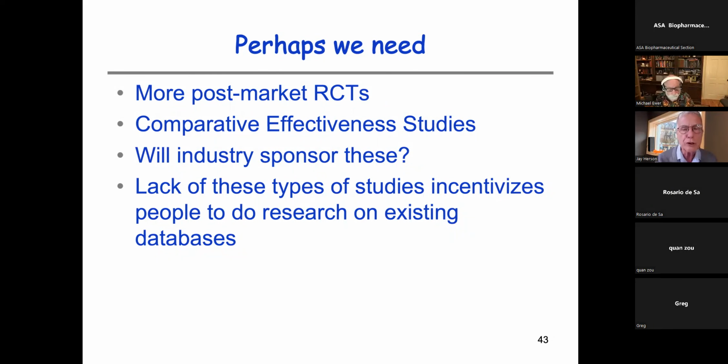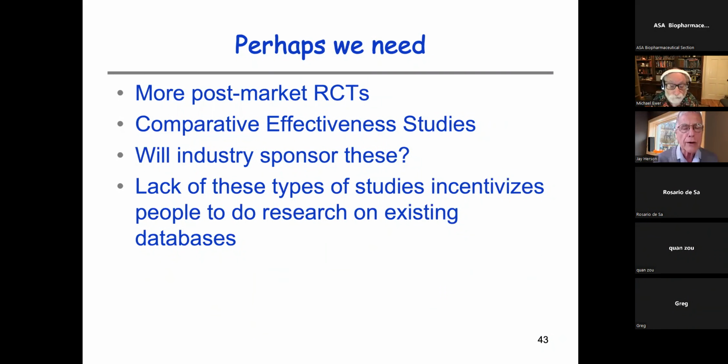Some consumer groups. What comparative effectiveness studies do is take almost all comers, and they are comparing effectiveness in the real world, but they will have the safety data as well. We used to call these large simple trials, and they are now being funded, and that may be better, but will industry sponsor these?